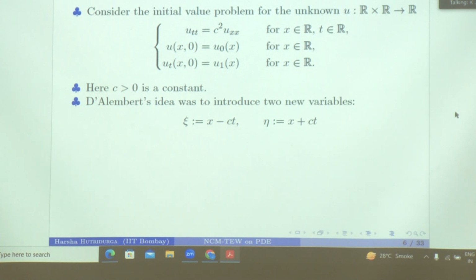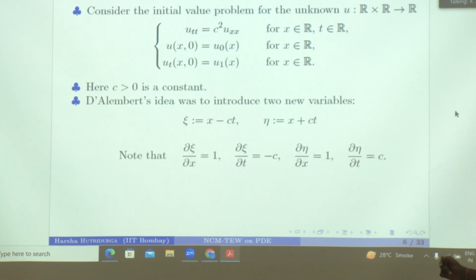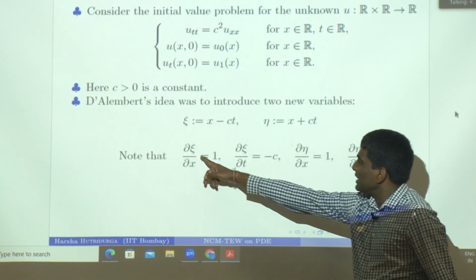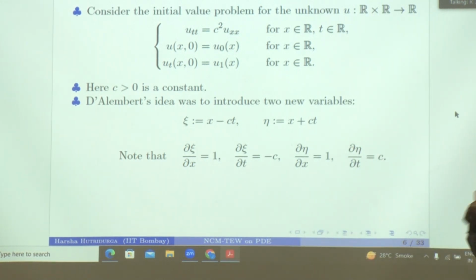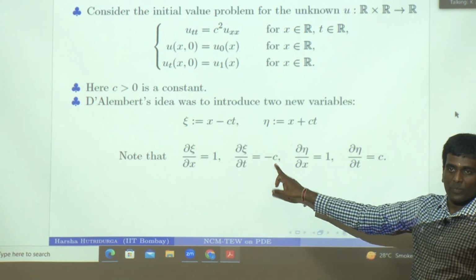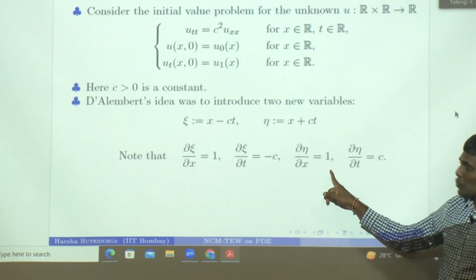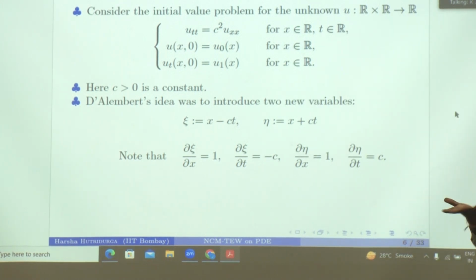In order to decide something is a nice change of variables, you have to compute the Jacobian matrix, which we did yesterday, and we will just compute. Because this is going from R2 to R2, you have to compute 4 partial derivatives, and that's what we do here. So d psi by dx is 1. This is just elementary basic calculus. And d psi by dt is minus c. d eta by dx is 1, and d eta by dt is c. Okay, you have got all those 4 components of the Jacobian matrix to claim that this is a nice change of variable.